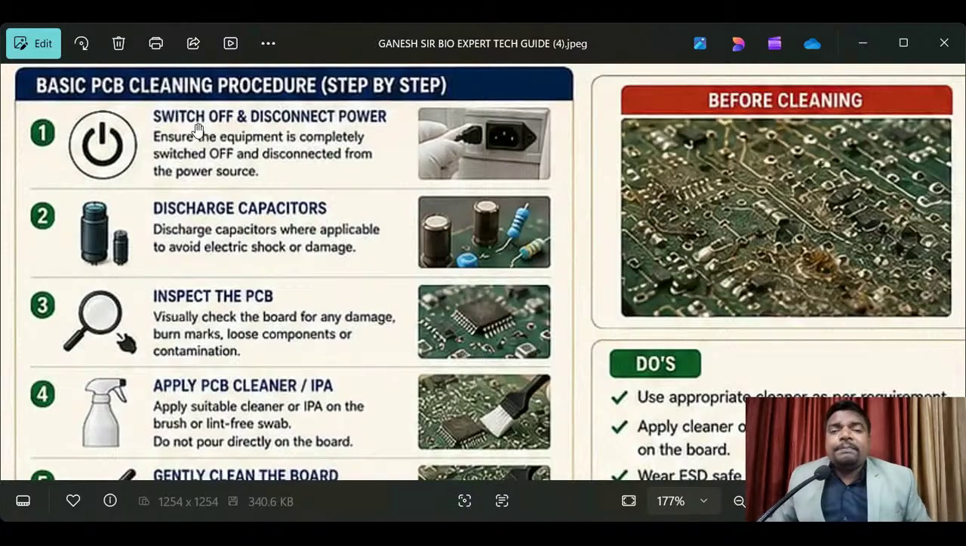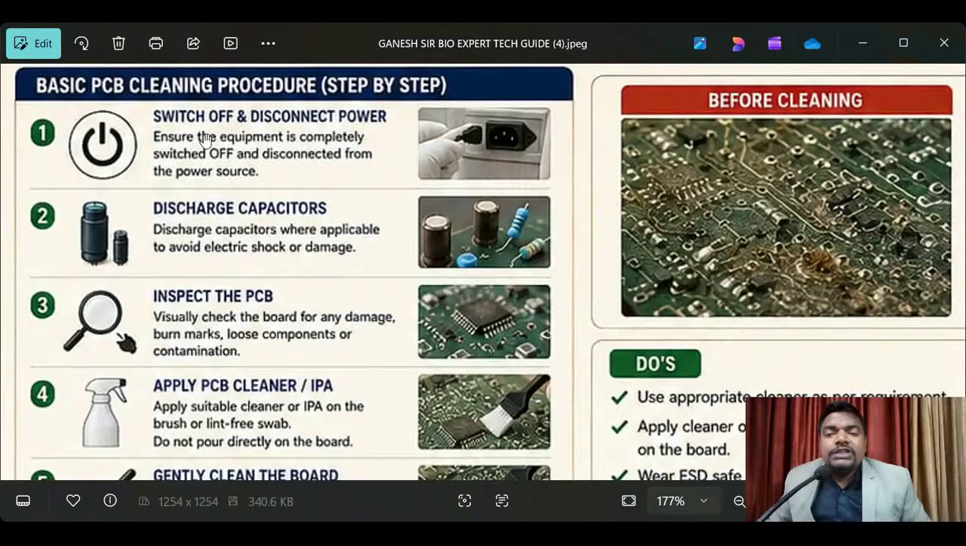Now, basic PCB cleaning procedure step by step. See here, what are the important things and the situations before cleaning. Pin to pin I'm giving everything for your success and for your safety. Biomedical engineers, listen carefully to what I'm saying here. Basic PCB cleaning procedure is step by step.